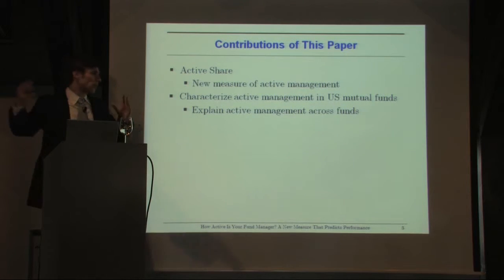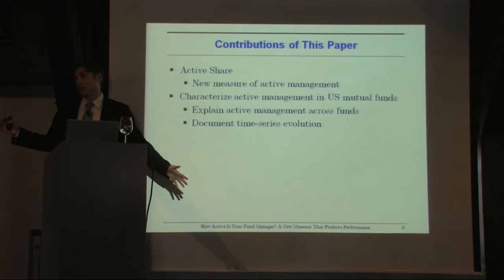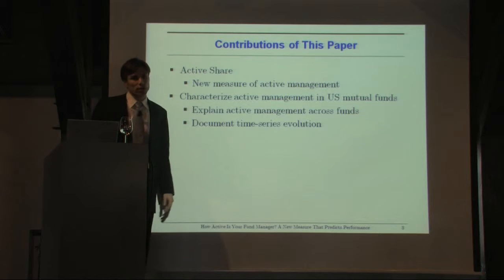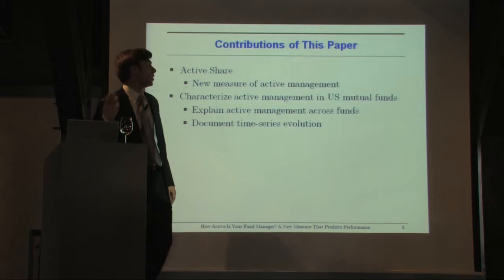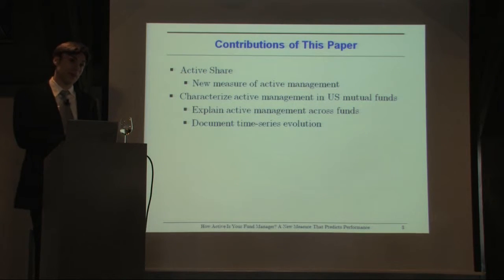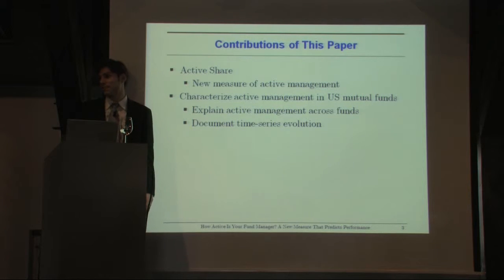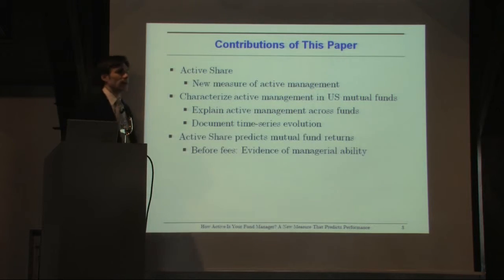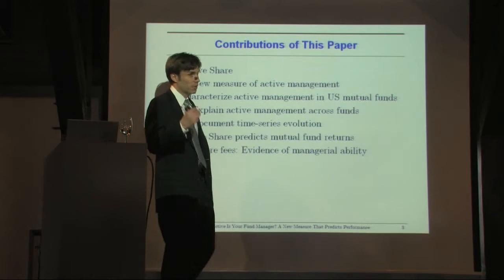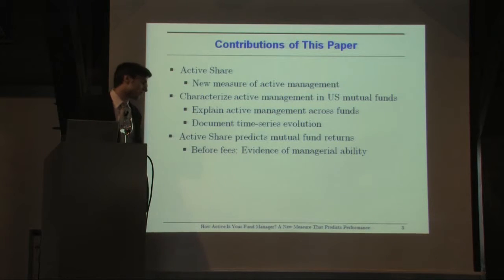So we want to understand the cross-section of funds, but we also want to look at the time series of funds. So over time, are there any trends in active management? For example, perhaps closet indexing has been more of an issue recently than in the past. That's something that we'll be able to answer with our data as well. And then finally, we also want to look at fund performance, how active management is related to fund performance.